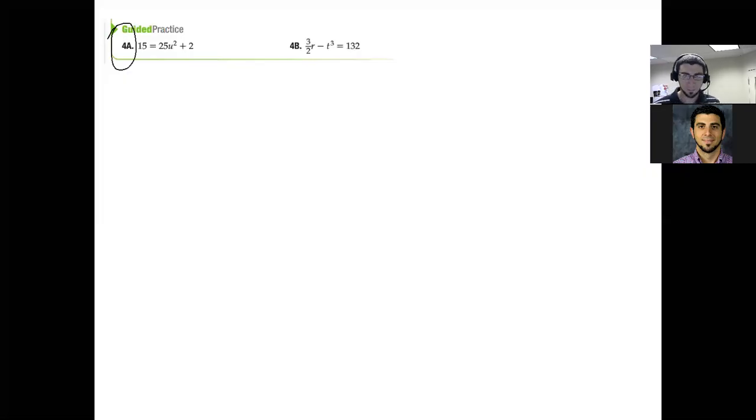How about 4b? Let me erase that because I just covered up part of the number. 3/2 times r minus t cubed is the same as 132. Okay, one more time for you. 3/2 times r minus t cubed is the same as 132.